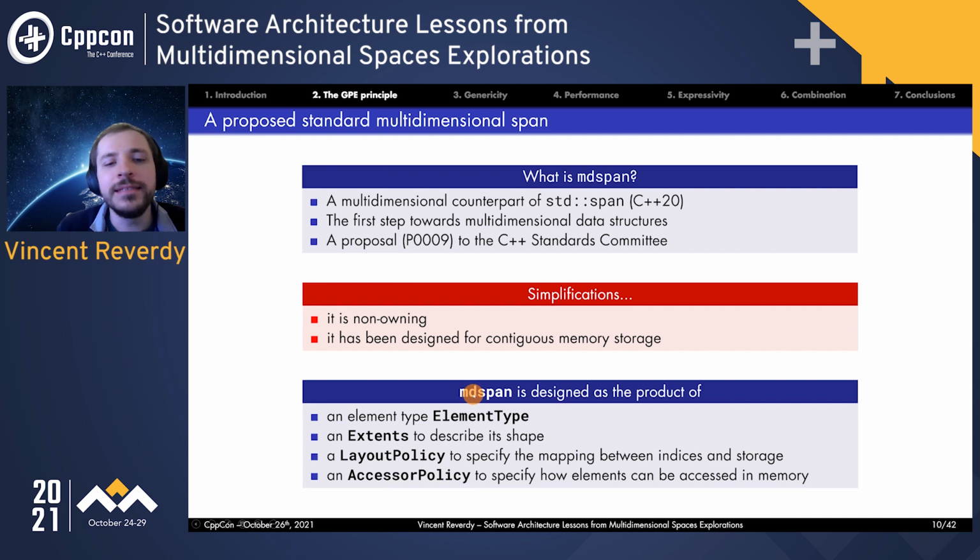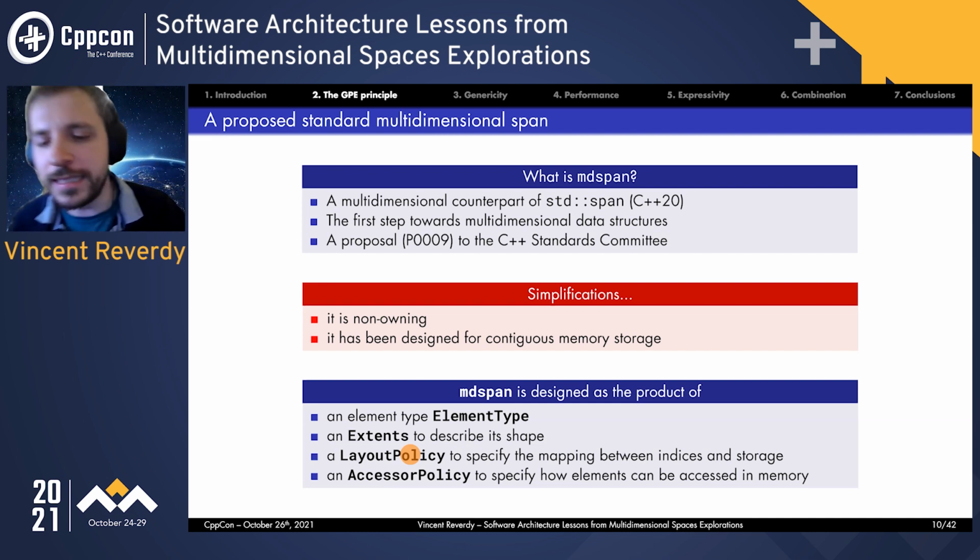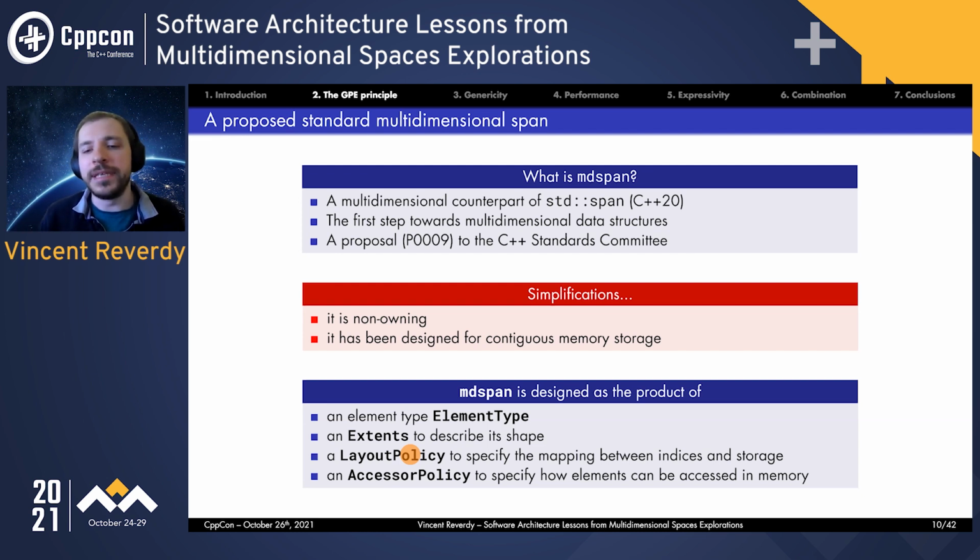So mdspan, for multidimensional span, relies on four main components. The first one is the element type, like the one you have in vector and in all containers. It's just what the mdspan contains. Then you have an extent class, which describes the shape of the mdspan, by which I mean the rank and the different sizes along each axis of the multidimensional array. Then there is a layout policy to specify the mapping between the storage and the indices. And the last thing is an accessor policy to specify how elements are accessed in memory, and how contiguous elements are accessed.